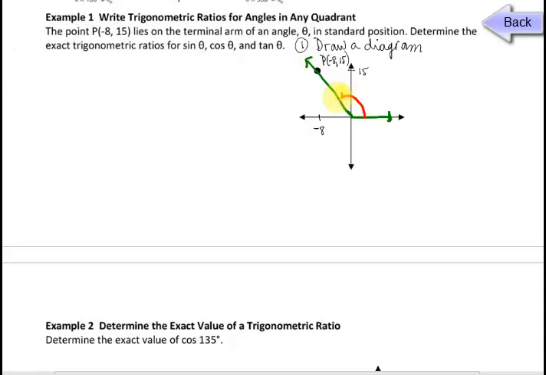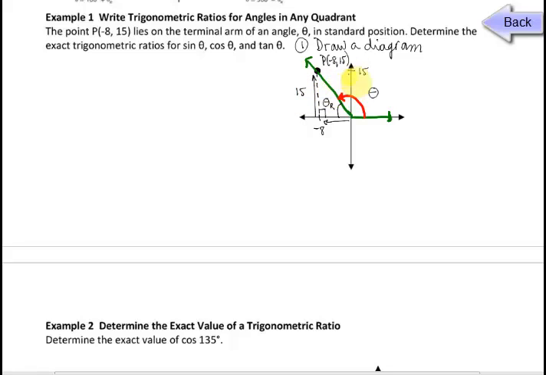Give your angle direction. And keep in mind that between the terminal arm and the x-axis, we have our reference angle, theta subscript r. Okay, so we want to draw in our reference triangle. We're going to drop a line from our point perpendicular to the x-axis. Along the x-axis, the direction we have is -8, and along the y direction we have a +15.